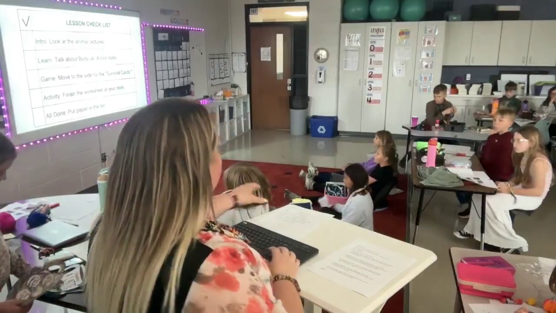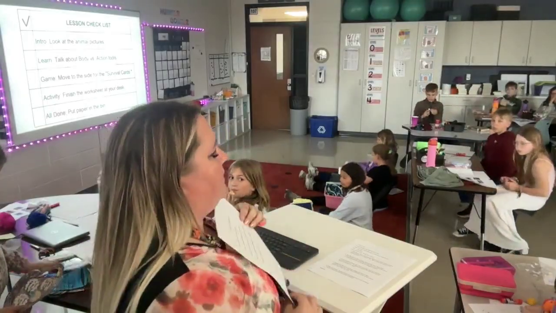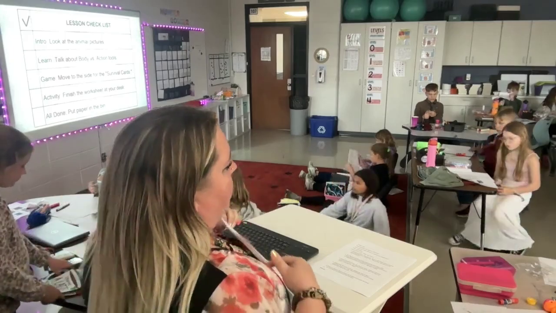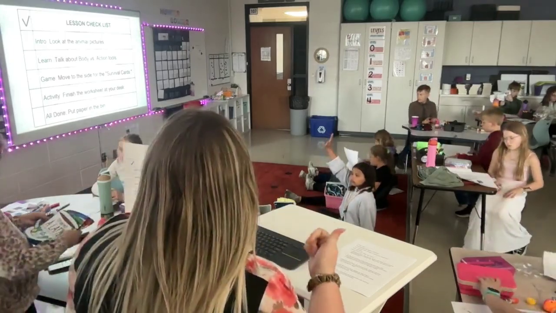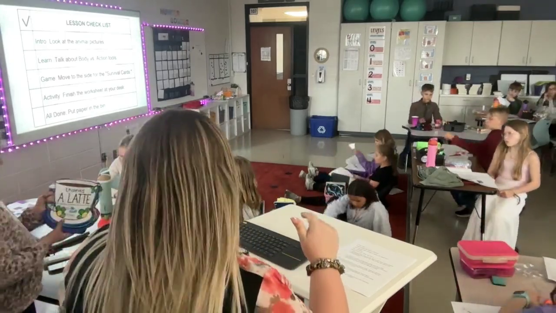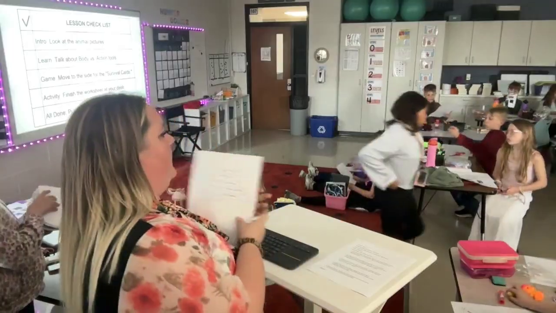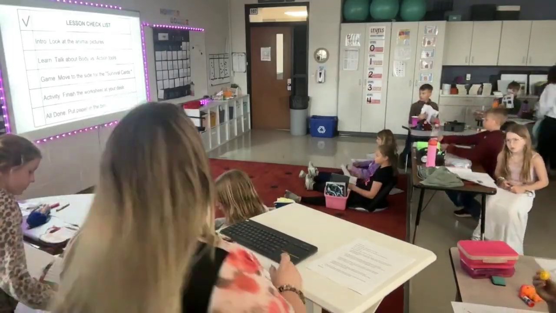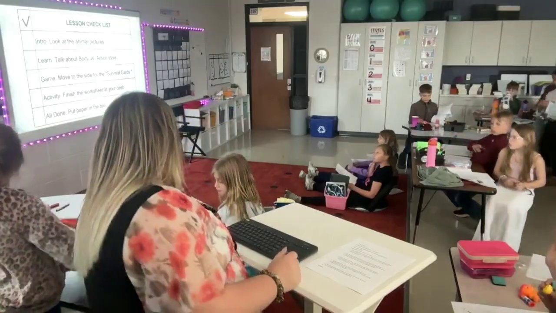So, everyone should have this visual checklist. This is so you can follow along to know where we are within the lesson. So you'll see we're going to start with an intro, then there's a learning section, a game, an activity, and then all done. So if you're ever confused on where we are, you'll notice little tabs on my slides that'll tell you which section we're at.